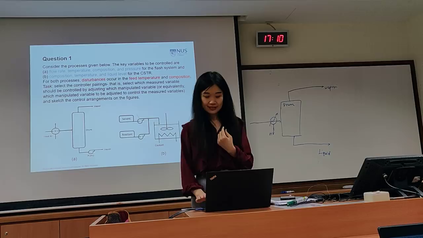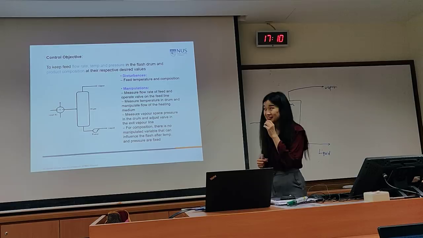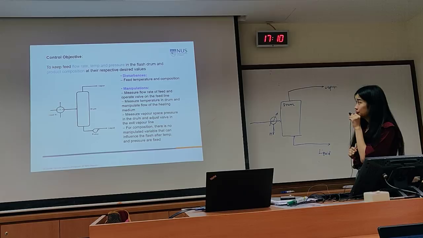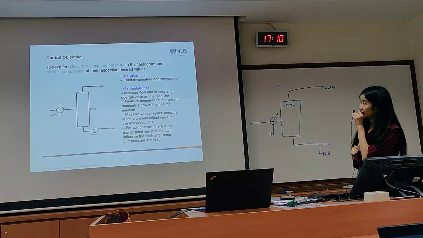Let me go through the idea for the drum process. So we have four control objectives. First, to keep the feed flow rate. Second, the temperature. Third, the pressure. Those are into the flash drum, in the flash drum, at the desired value. And the last one, to keep the product composition. The disturbances given are the feed temperature and composition.